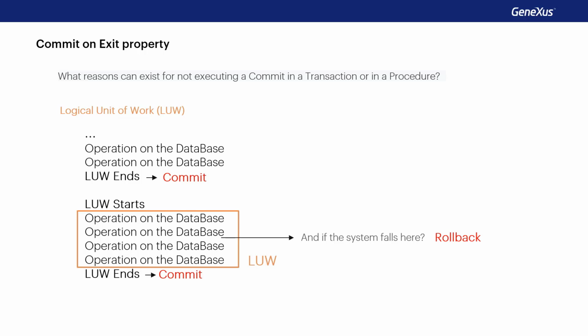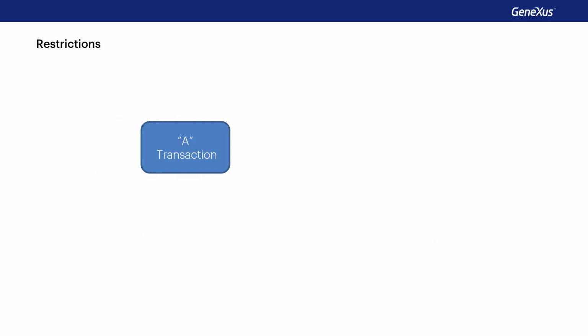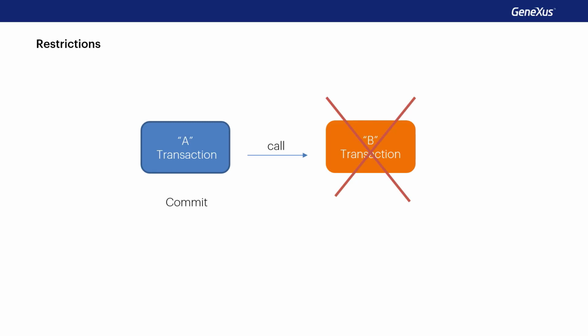Now let's look at some important restrictions in relation to this issue. In web environments, each transaction can only commit its own set of operations performed on the database and the procedures invoked by it, but not the operations performed by another transaction. That is, if a transaction calls another transaction, the commit executed by one transaction does not apply to the records inserted, modified, or deleted by the other. Therefore, 2 different transactions cannot be included in the same LUW.